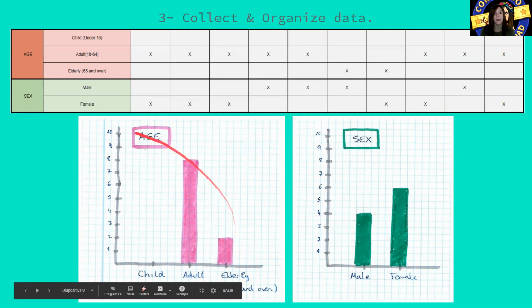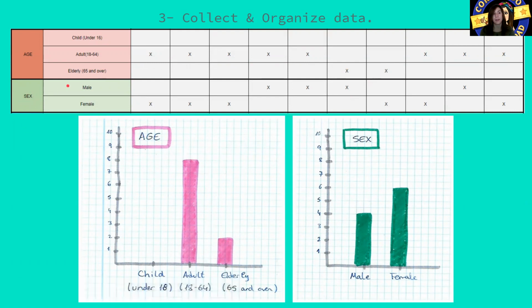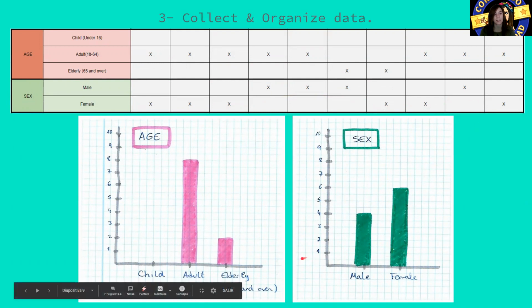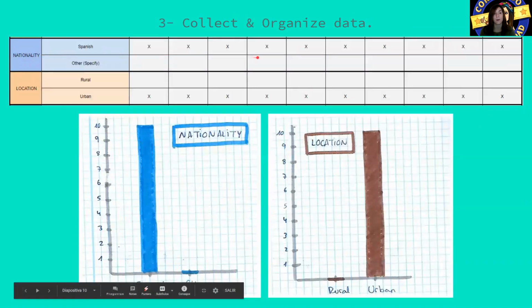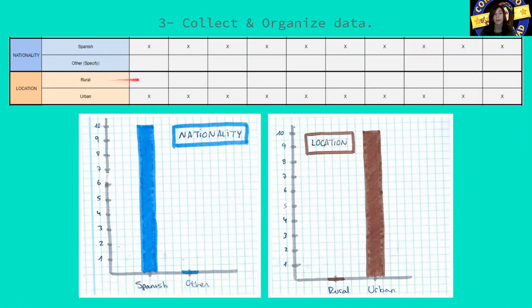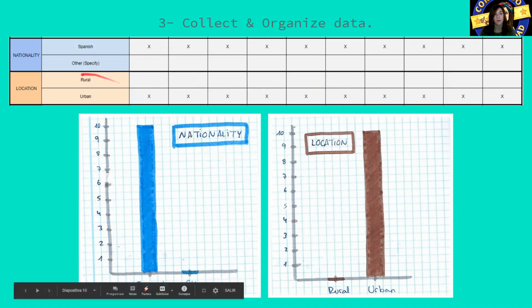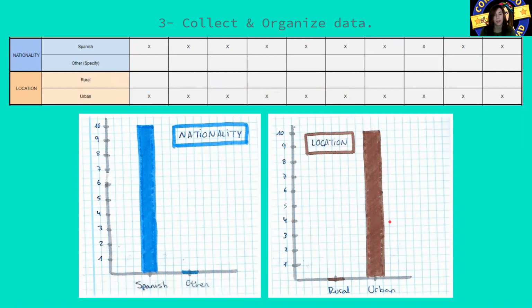And that's it. Same thing with the sex. How many males were in my census? I see that there were 4. And females, 3, 4, 5, 6. So I draw 6 there. And it's the same thing with the rest of the characteristics. Nationality, how many Spanish? And others, in my case, none of my people had a different nationality. And the location, how many lived in a rural area? None of them. Urban, 10. So I take the bar up to the top of the graphic.